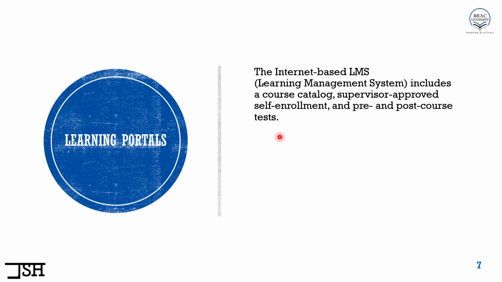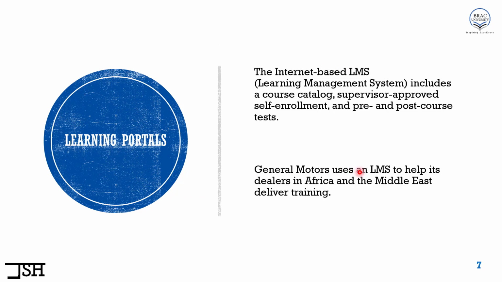So what happens in an LMS? You enroll yourself, and then all the course materials are uploaded to the system, and then you go through the videos at your own pace and give the exams and finally pass the exam. So that is how an internet-based LMS works. And trust me, many organizations are using this system for a very long time. Just to give you an example here, General Motors uses an LMS to help its dealers in Africa and the Middle East deliver training. So as you can see here, using this LMS system and distant learning method, we can train someone who lives in a very different continent than ours. All of it is possible because of the internet-based LMS system.